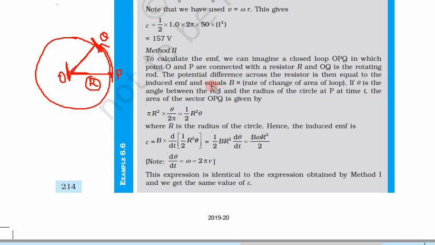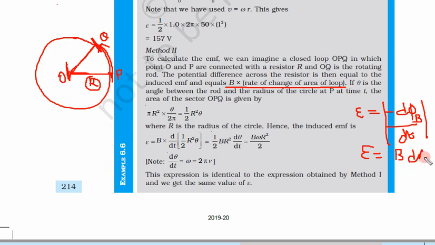And how did we calculate it? Epsilon is equal to B into the rate of change of area of the loop. This is the way we did it, because this is equal to minus d phi B upon dt. Since the magnetic field is constant, let us take only the magnitude. B comes out of the differential, and we get dA upon dt. So how this area is changing will give us the induced EMF.